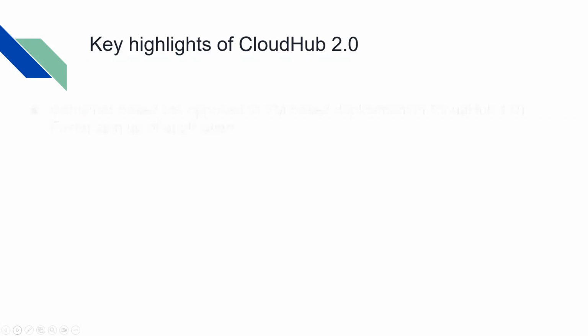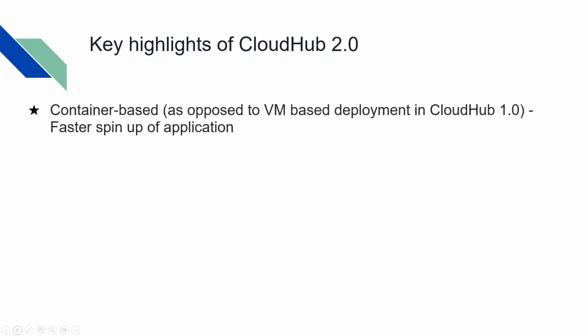Okay. So what are the key highlights of CloudHub 2.0? It's a container-based model as opposed to the VM-based model in CloudHub 1.0. And since it is container-based, it can enable application spin up much faster. So the application is deployed and then becomes up and running. The total time duration is much less than what it takes in CloudHub 1.0.